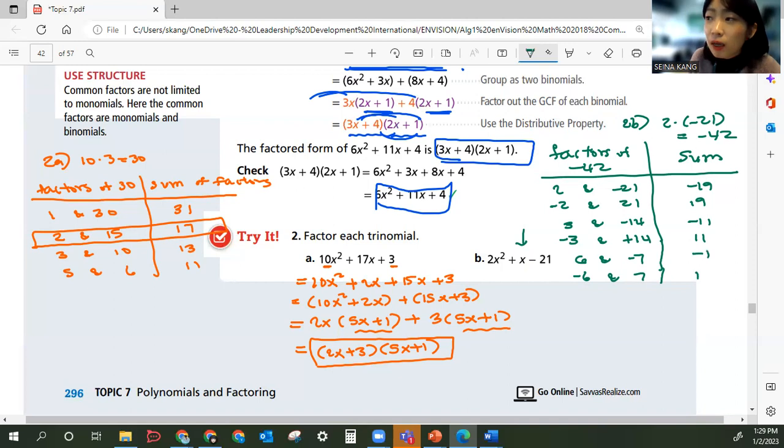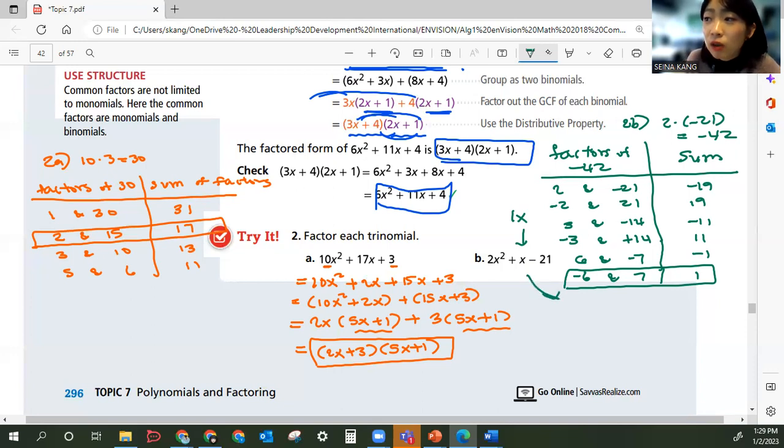Ta-da! You want the positive 1 because the coefficient of your second term is 1x. If you have a positive x, that is positive 1x. So the sum that you're looking for is 1. So your combination, your coefficients, are negative 6 and 7.